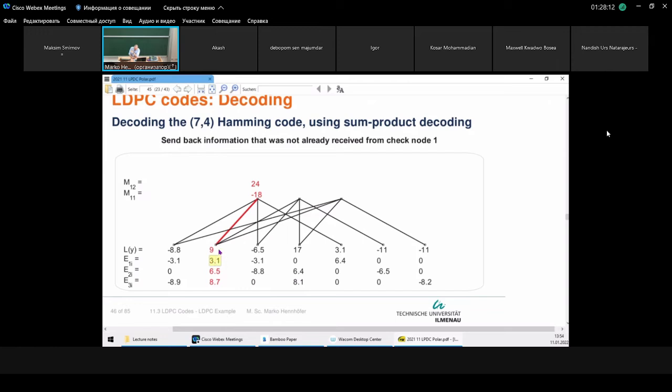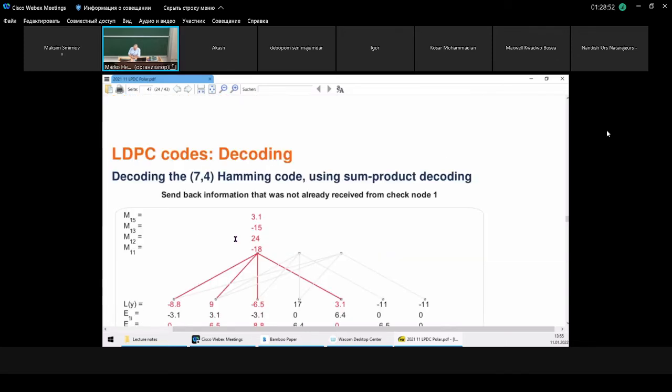This is why we don't send this back, because it would mean circling the same information back and forth. Basically, you tell me a message and I tell you back the same message, and one iteration later, you tell me again the same message. There's no point in feeding forward and back the same information that I received before. So the extrinsic information that we received before from the same check node is not considered.